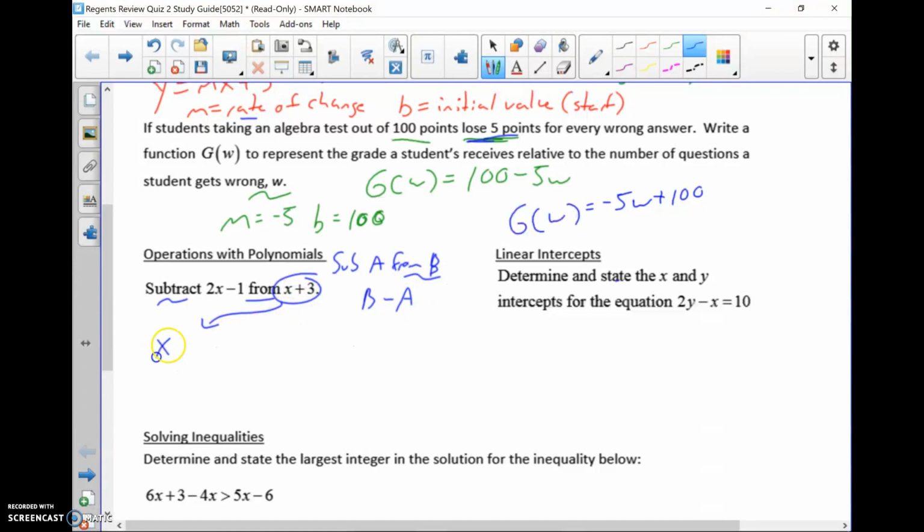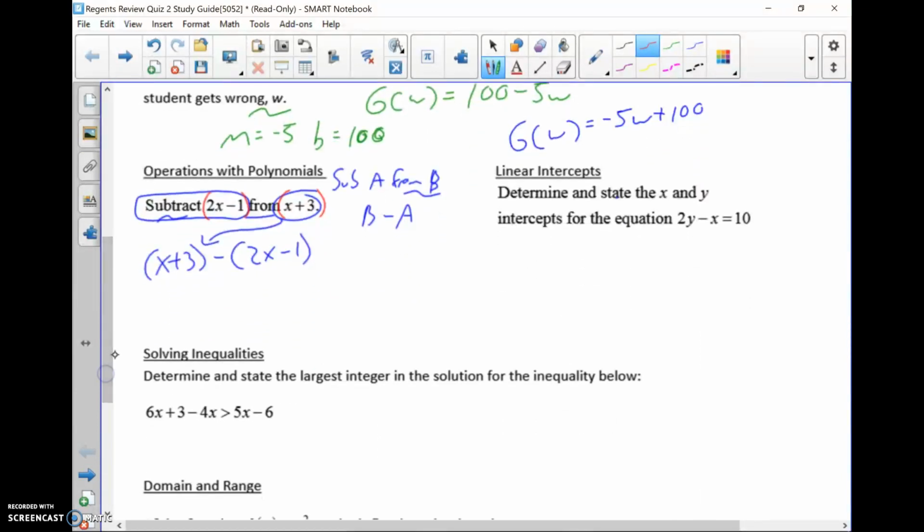And so that's why this x plus 3 goes first. And we're subtracting 2x minus 1. So that's minus 2x minus 1. And don't forget to subtract it in parentheses. Always put these things in parentheses if they're not given to you in parentheses, because you're going to have to distribute that subtraction. And that's a common issue people forget about, that distribution piece.